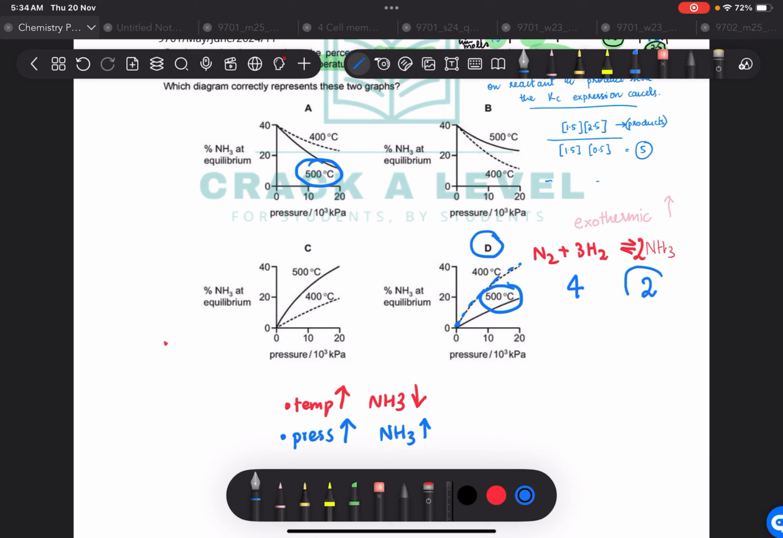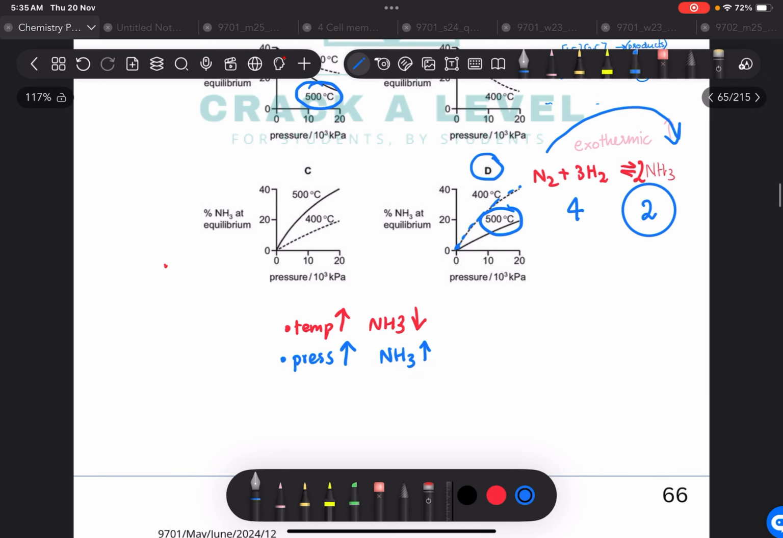Why? Because there are fewer moles on the product side. So increasing pressure would mean that equilibrium shifts towards the product side. I hope you get this.